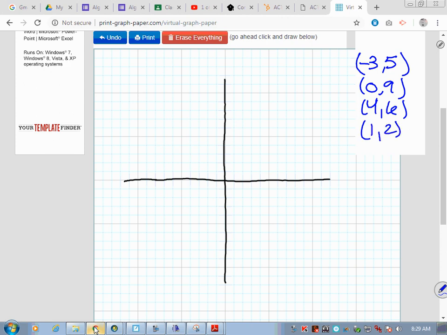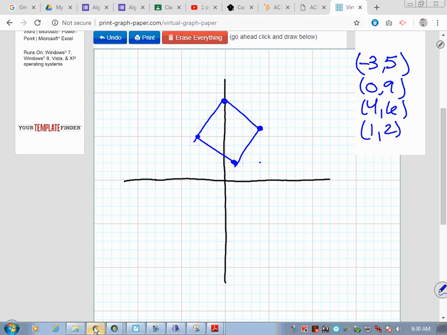So let's plot those. -3, 5. 1, 2, 3, 4, 5. So it should get me a point right about there. Okay, we had 0, 9. 1, 2, 3, 4, 5, 6, 7, 8, 9. Right there. Let's see, we had 4, 6. 1, 2, 3, 4. 1, 2, 3, 4, 5, 6. Okay, and 1, 2. Okay, so we've got something that looks like this right here.